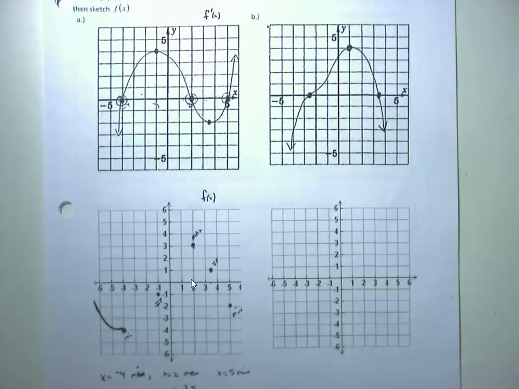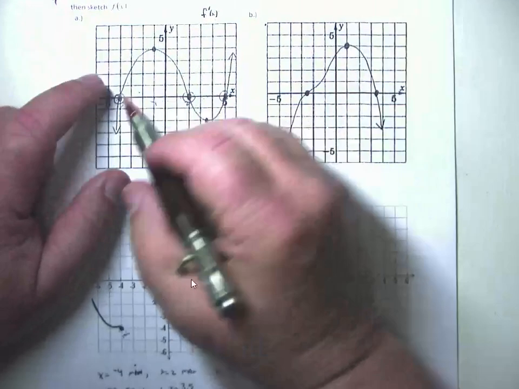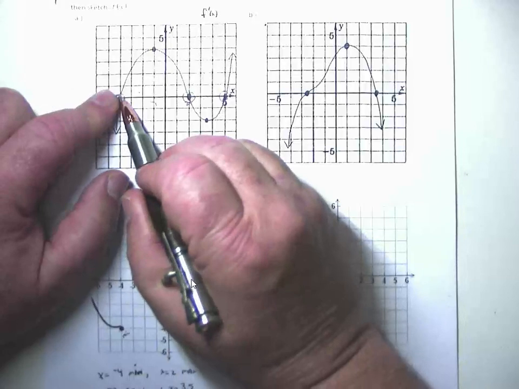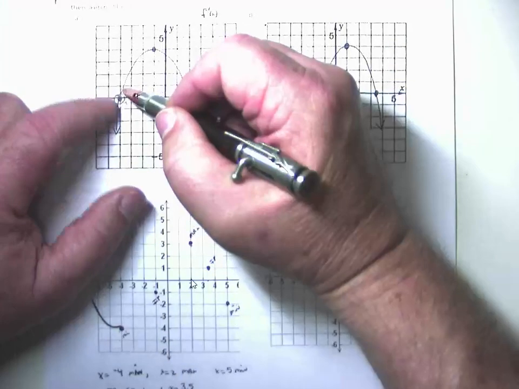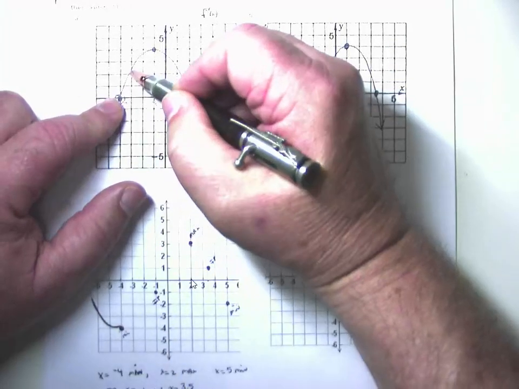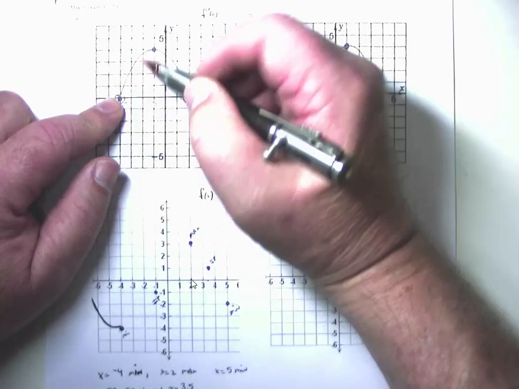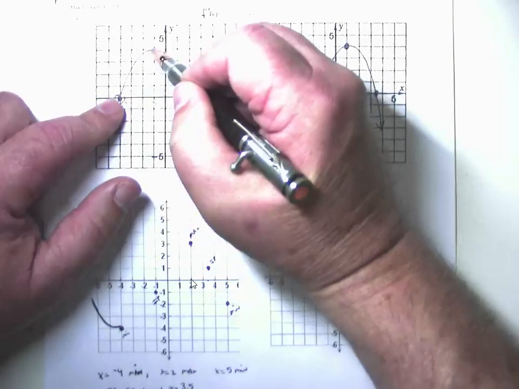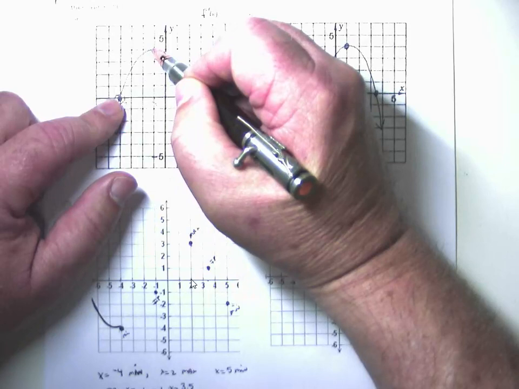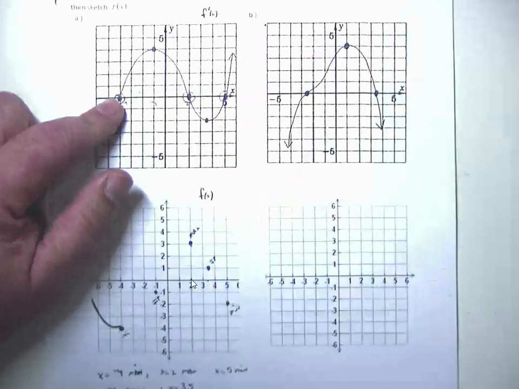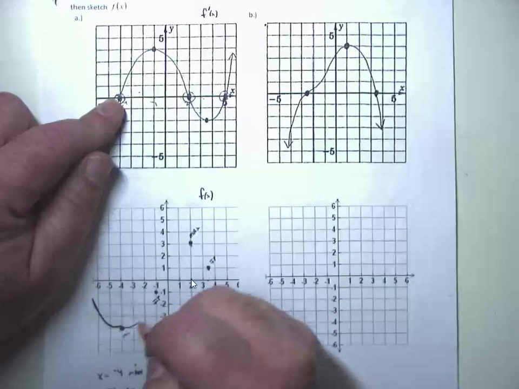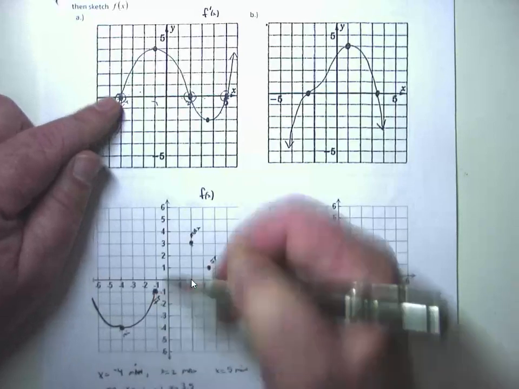Does that make sense? Once you hit -4, going between -4 and 1, the derivative is above the x-axis. That means I'm increasing. The slope is positive, which means it is concave up. So increasing concave up looks like that. Remember, I got to hit all my little points that I just made.